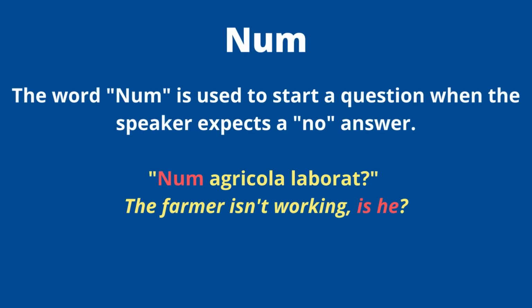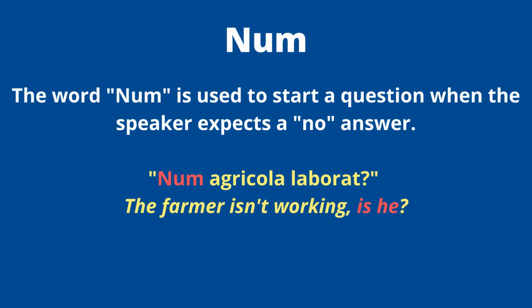The opposite of nonne is num. Num is used when you're asking a question where we're expecting no to be the answer. Again, we put it at the beginning, but it's the opposite of nonne. You're not expecting yes, even though you are asking a yes or no question. You're distinctly expecting no. So if you were to say, num agricola laborat, right?